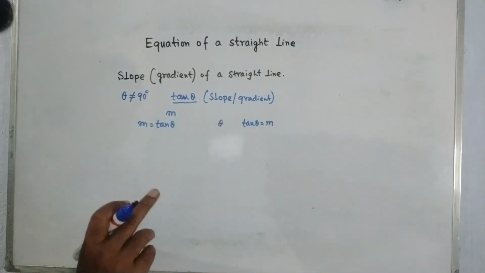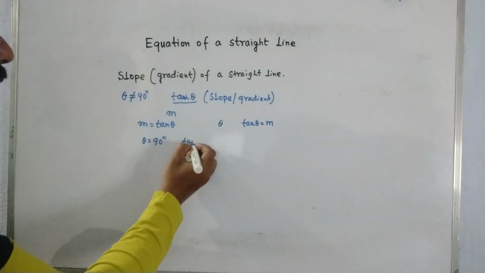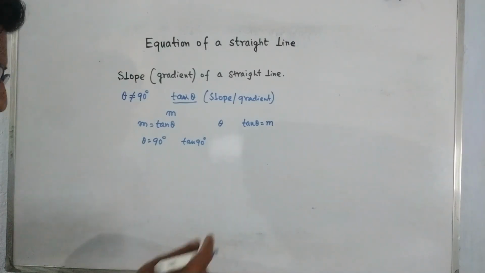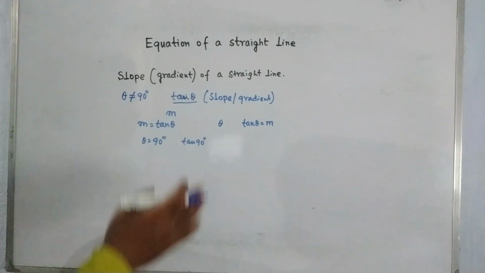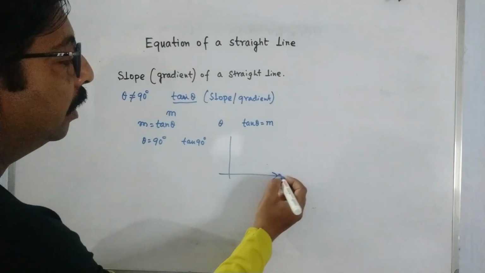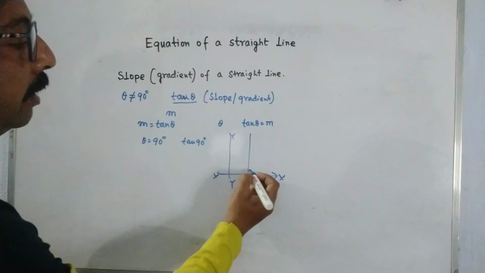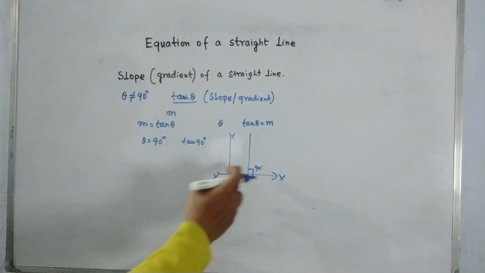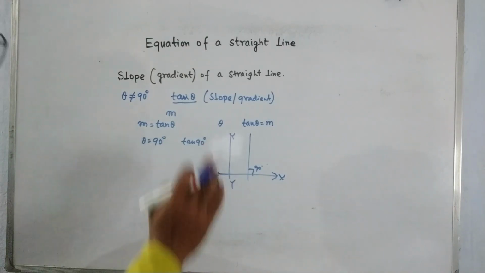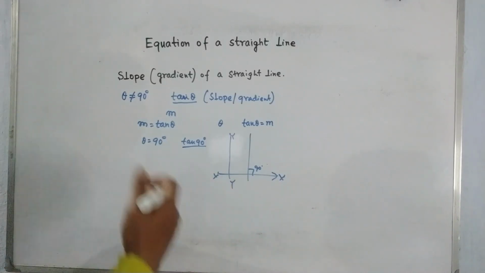Tan theta is not defined when theta equals 90 degrees. Why? Because tan 90 degrees cannot be defined. So the slope of the vertical line cannot be determined. This is 90 degrees. So the slope of this straight line which is parallel to y-axis cannot be determined because tan 90 degrees cannot be determined.